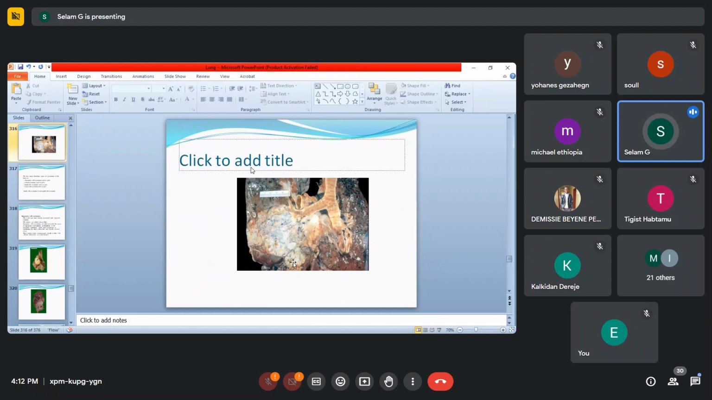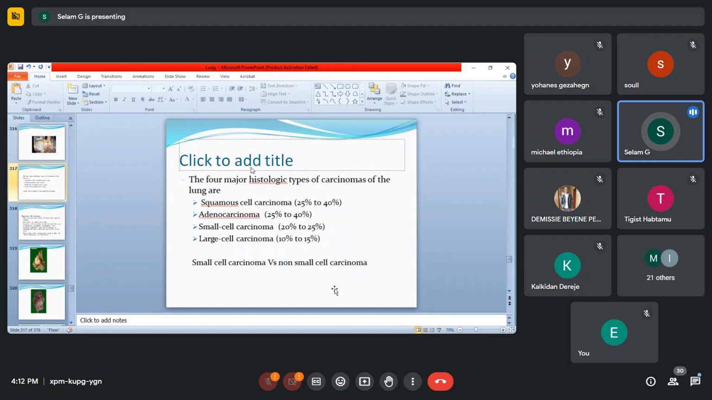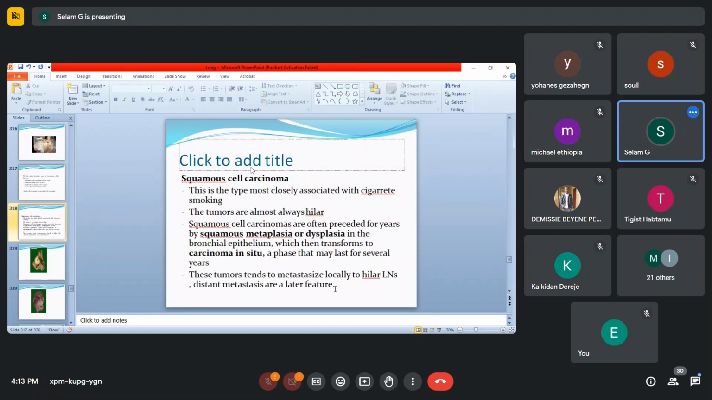So this is a very devastating bulky tumor occurring in the lung. The four major histology types of carcinomas of the lung are squamous cell carcinoma, occurring especially in the main bronchus, adenocarcinoma, small cell carcinoma, and large cell carcinoma. So we tend to classify them roughly as small cell and non-small cell carcinoma. So the small cell is separated, while the squamous, adeno, and large cell carcinomas are categorized as non-small cell carcinomas.